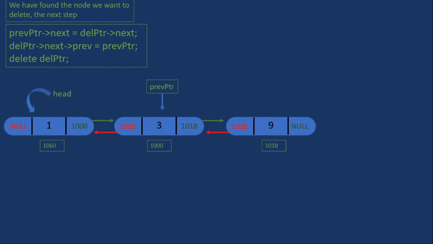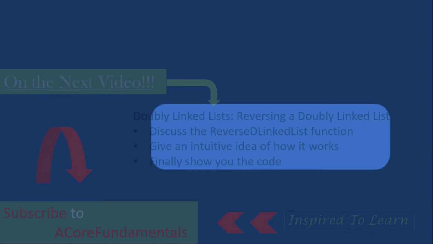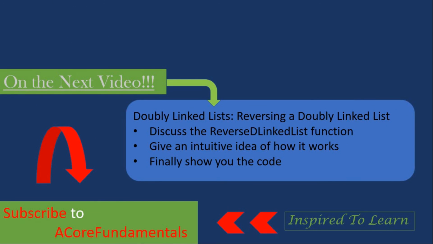And now that we have functions to delete a node from a doubly linked list, we can move on to discuss reversing a doubly linked list, and I'll be discussing the reverse doubly linked list function and showing you the code.